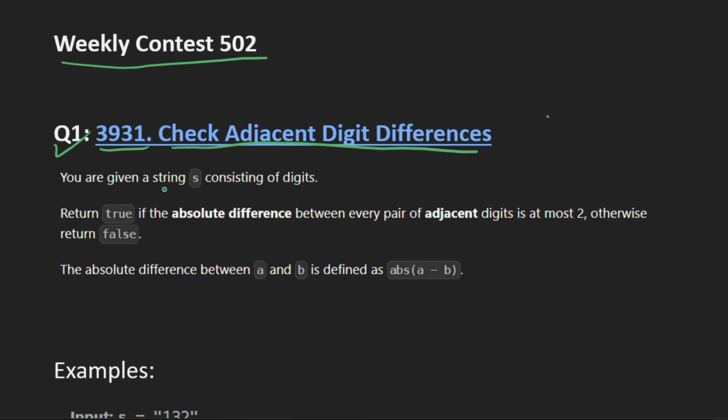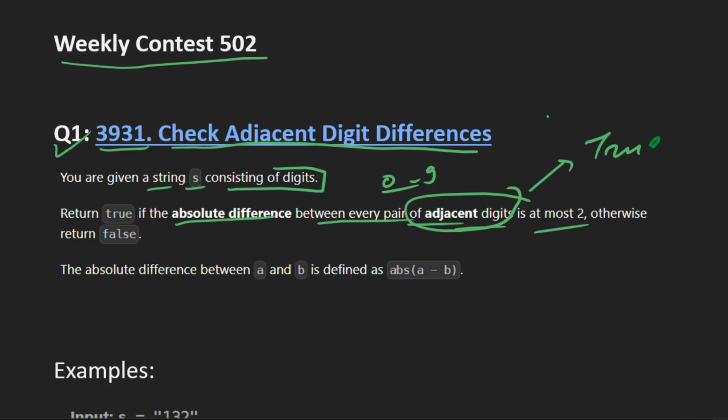So basically in this question we are given a string s which consists of digits from 0 to 9. Now what we have to do is check if the absolute difference between every pair of adjacent digits is at most 2, then we have to return true. And if any adjacent digits have a difference greater than 2, then we have to return false, right? And we have to check the absolute difference between the digits.